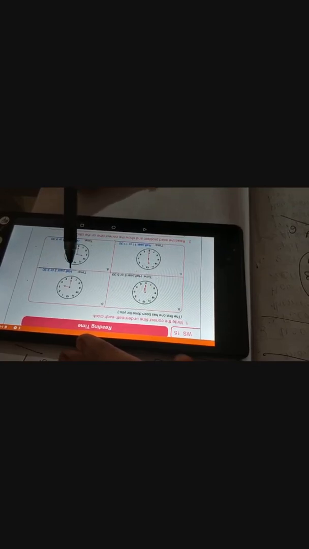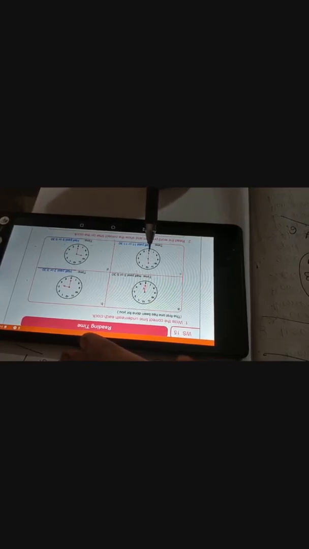Then the minute hand is on 6, the hour hand is in between 3 and 4. So the timing is half past 3 or 3:30. Then, students, the next question: the minute hand is on 6, the hour hand is between 11 and 12. So the answer is half past 11 or 11:30.